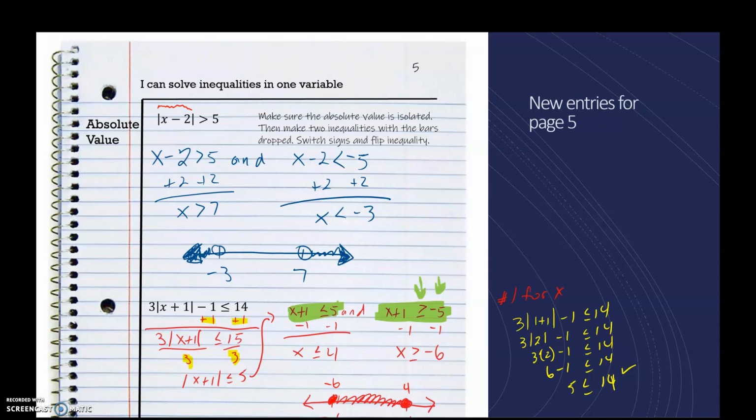So we know we picked the right area. You should always test where you're shading. Pick an answer in it and see if it works. You notice we got one variable here, there's just x's, so we were trying to solve for x.